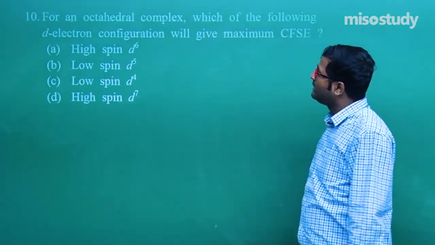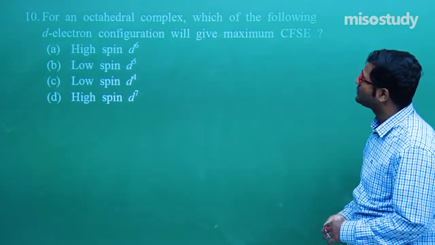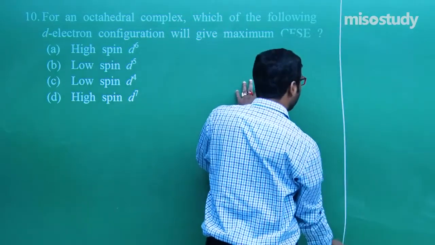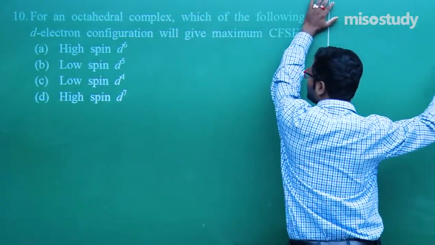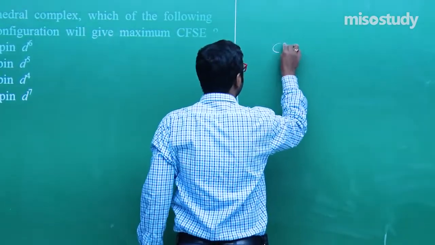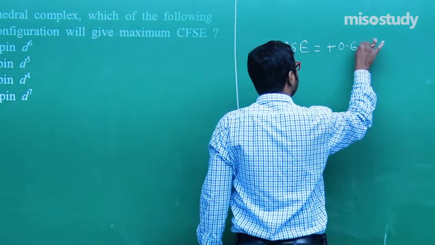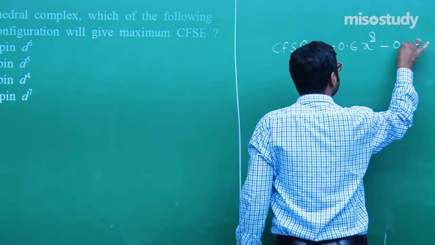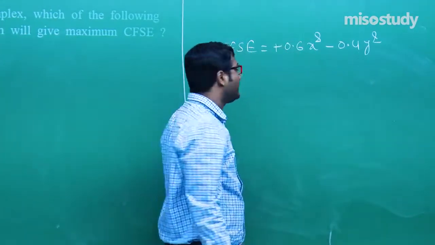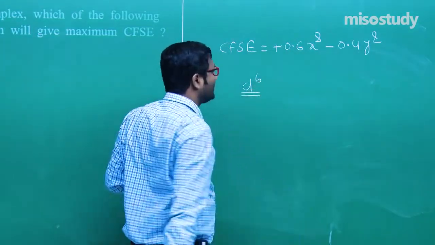The next one is: for an octahedral complex, which of the following d electron configurations will give maximum CFSE, crystal field stabilization energy? For an octahedral complex, tell me what is the value of CFSE, sir? It is 0.6x minus 0.4y. This is the formula. Now, as I told you, d6, then what will happen in this case?